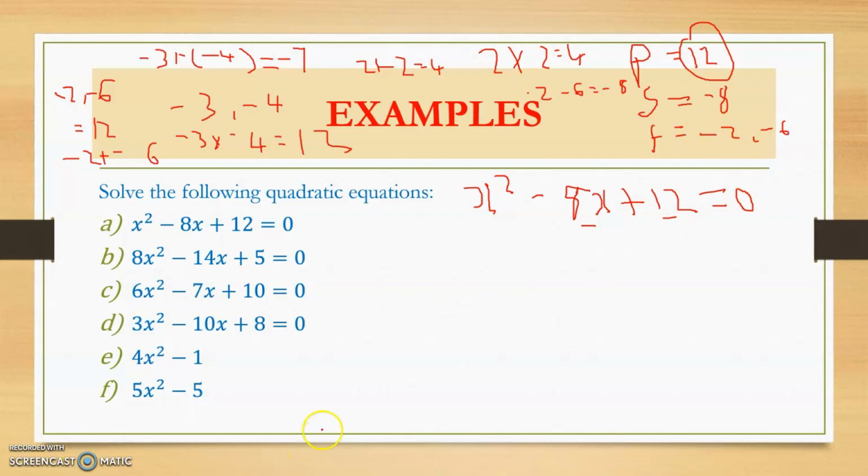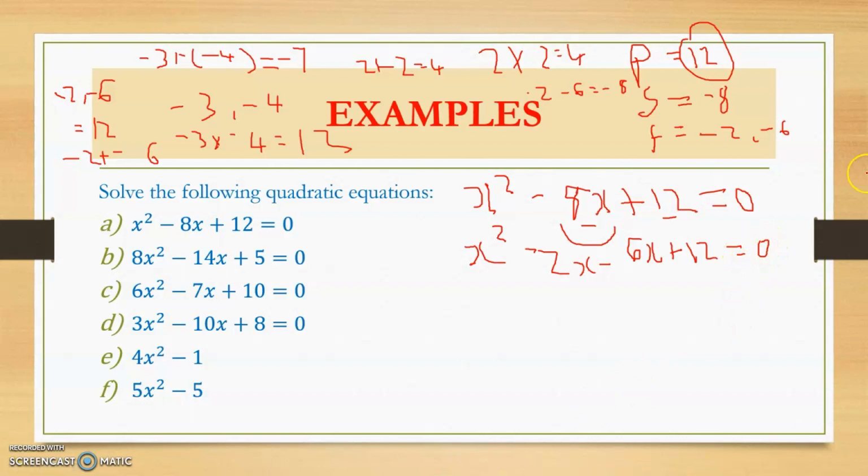Now, having identified those, we're going to remove the middle term, which is the sum, and substitute it with these two terms here, the factors. So we're going to write now x squared, then minus 2, and we actually write the variable x there, and then minus 6x, then plus 12, which is equal to 0.